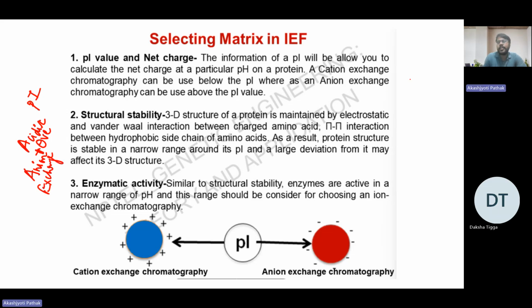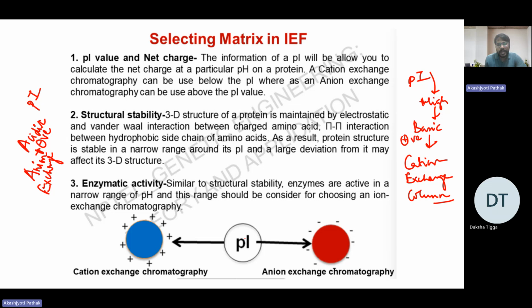If your PI is high, it is a basic protein. So for a basic protein, what type of column do you use? Your basic protein will be positively charged at pH 7.4, so you will use a cation exchange column. These types of questions can come, and you have to understand the concept, otherwise you will get confused.